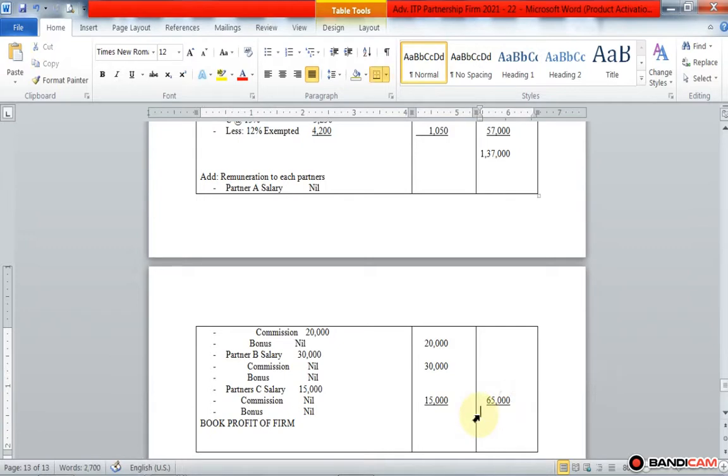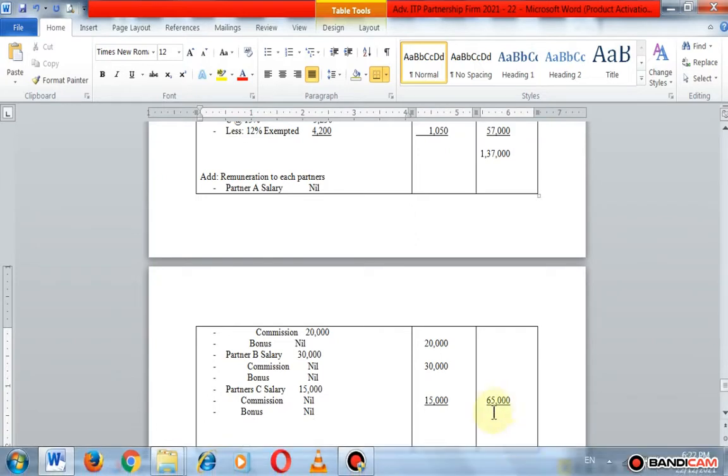Sorry, here 160,000 is not the total, it is 65,000. Here we deduct the expenses after adding the remuneration into net profit. So here the total is 1,37,000. 1,37,000 plus 65,000. So here the total is 2,02,000. 2,02,000 is the total. Okay.